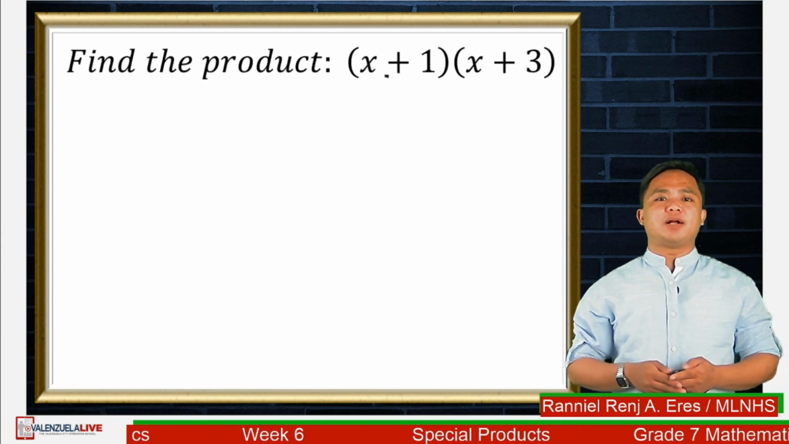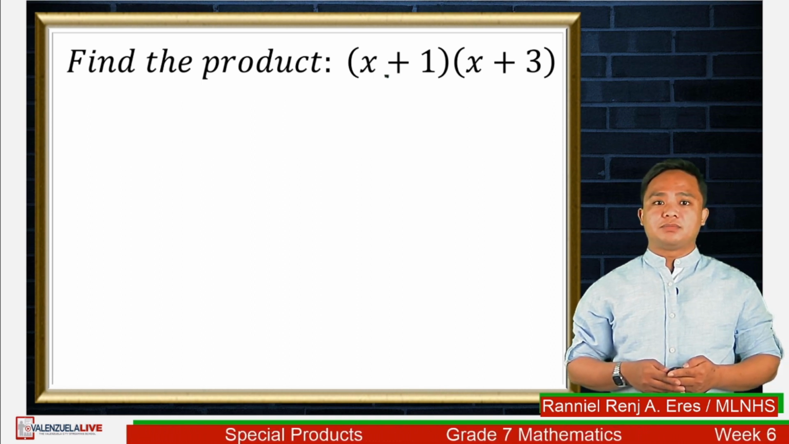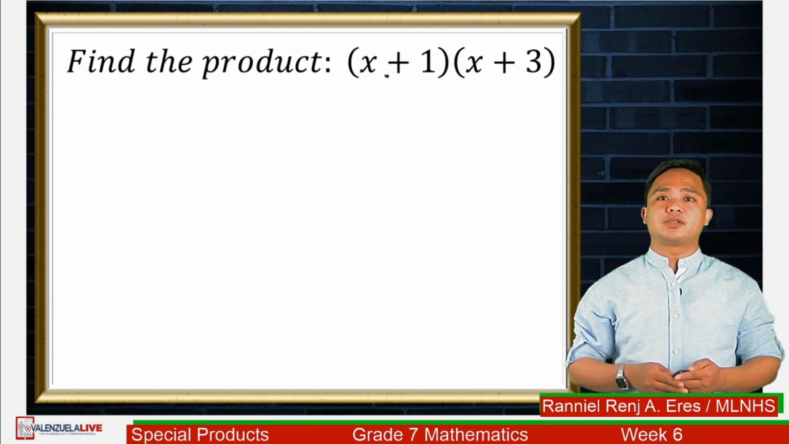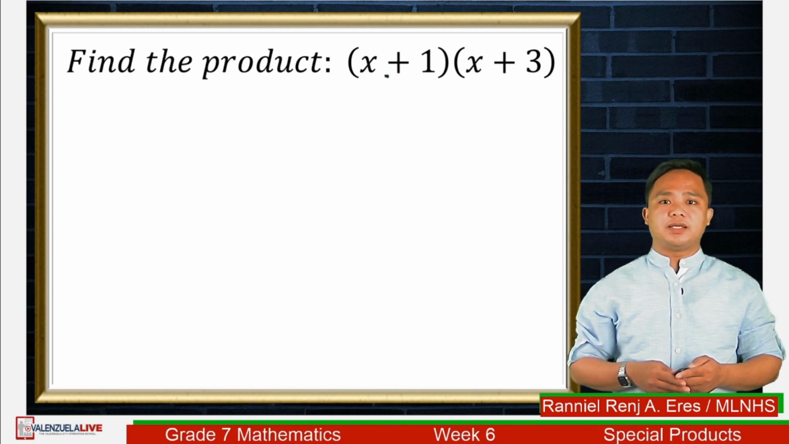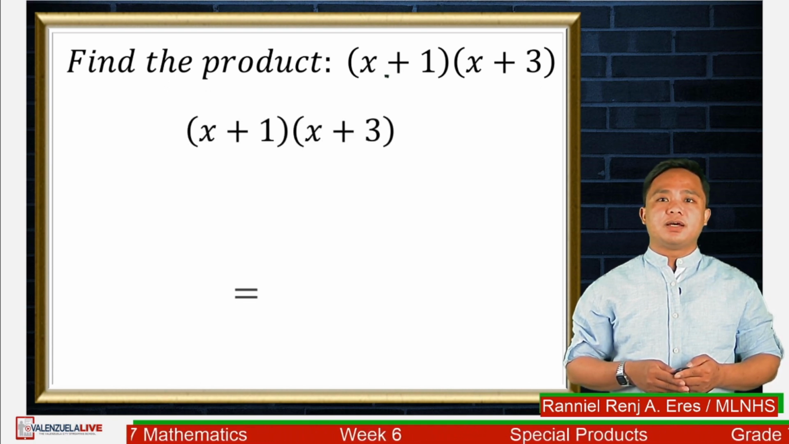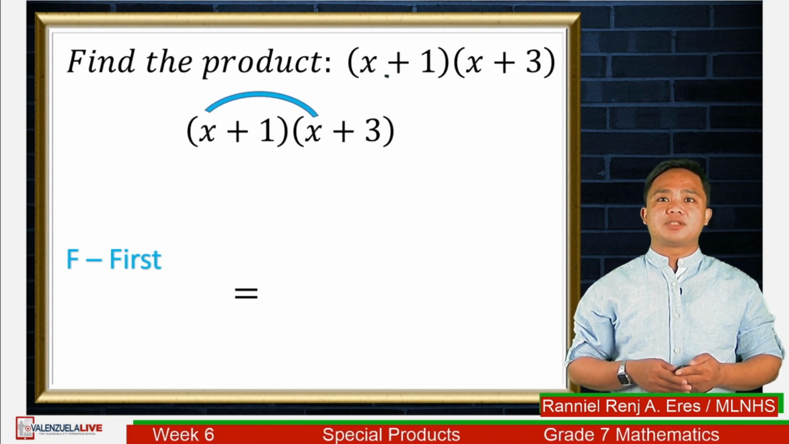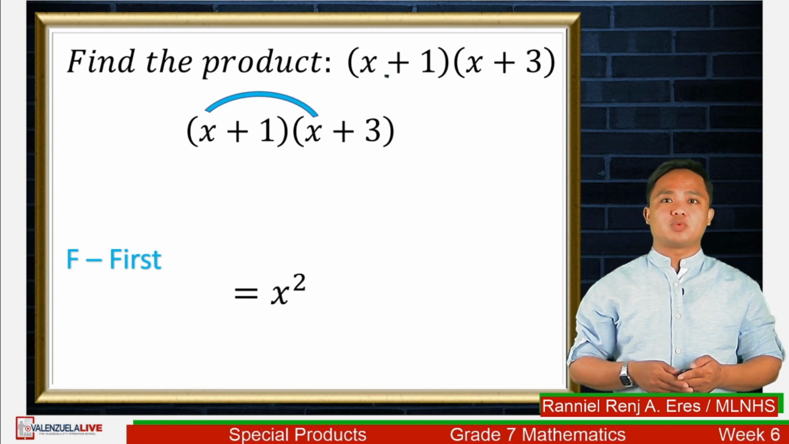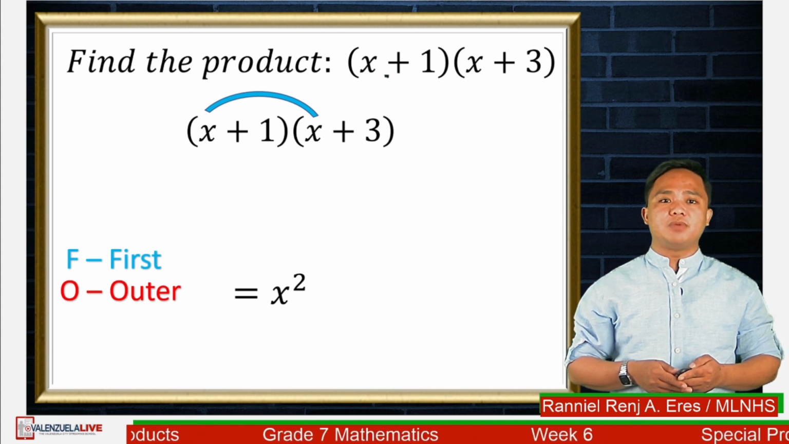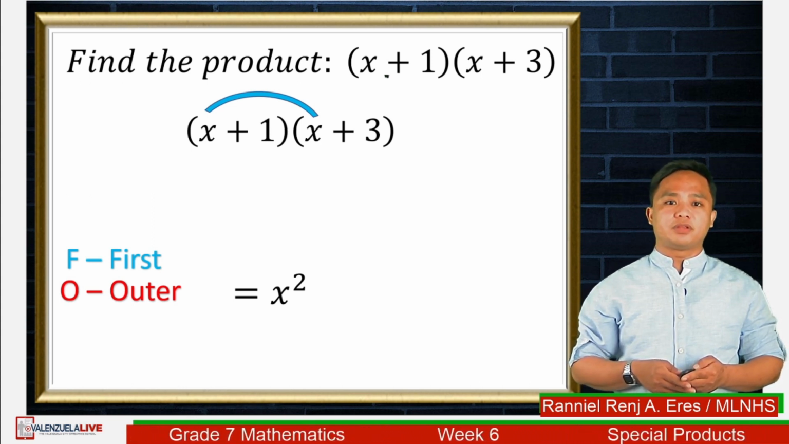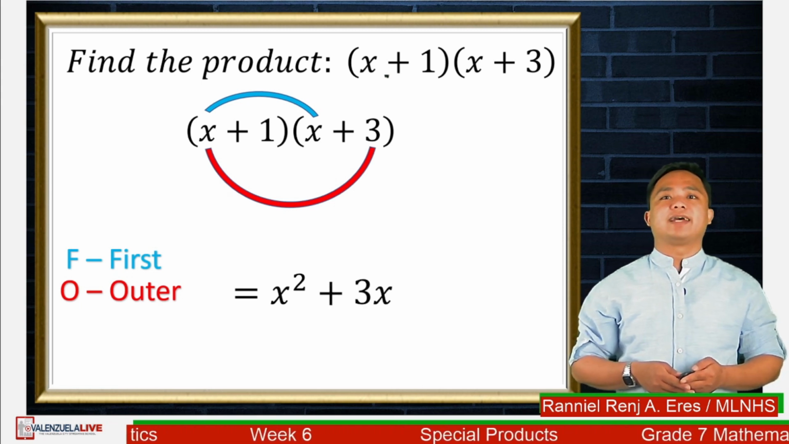Okay, aside from algebra tiles, there's another method we can use in solving special products. Okay, let's check this method and let's multiply x plus 1 times x plus 3. So let's multiply first the first term of each factor. We have x times x, so we have x squared. Next, multiply the outer terms. That is the first term of one factor and the last term of another factor. We have x times 3, which is 3x.